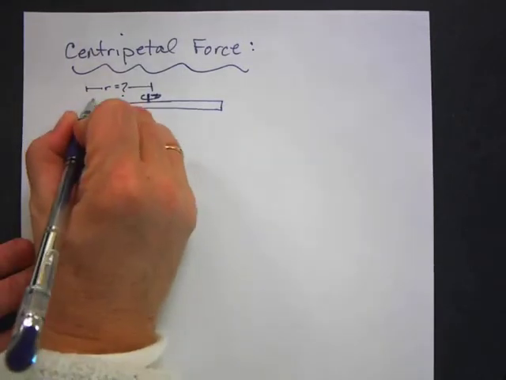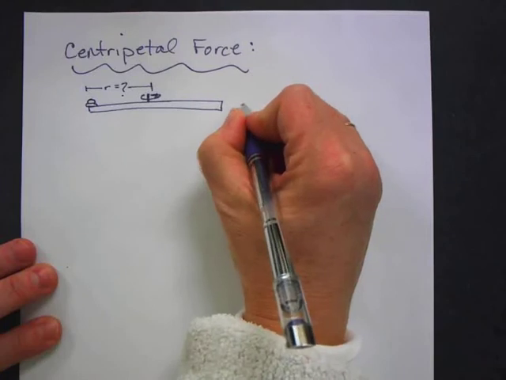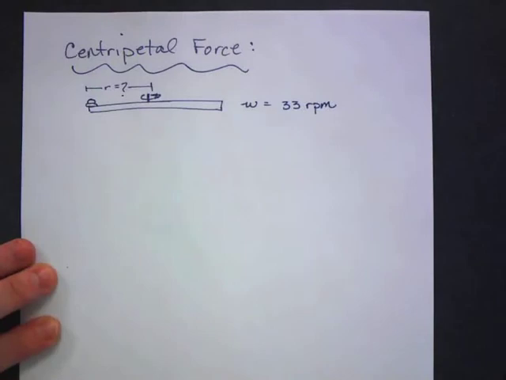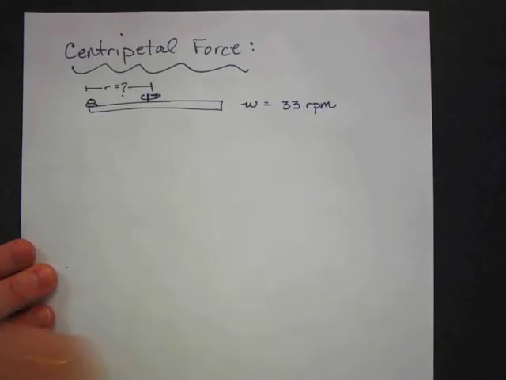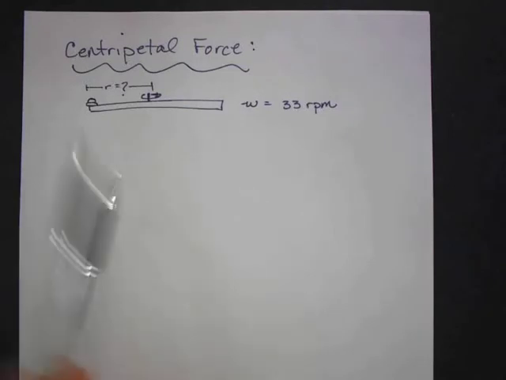So this is a bug sitting on the edge of a record, and the record is spinning at 33 RPMs. Remember this? Yep, this is review. Revolutions per minute. And I want to know how big the record is if his feet are just sticky enough to hold himself there. So this is just like a car taking a turn on an on-ramp or something like that. It's the same idea. So the centripetal force in this particular example is due to what?